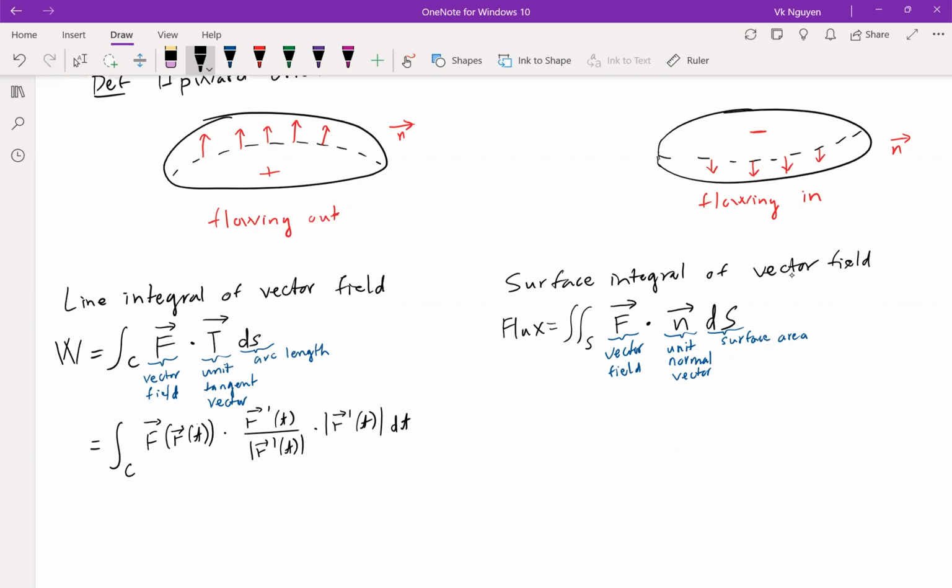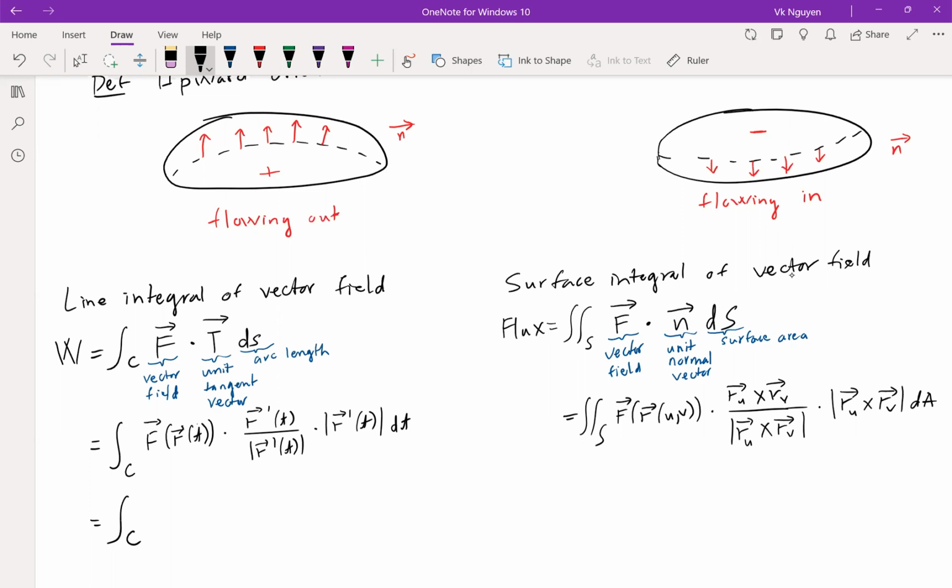Okay, now the flux should be similar. Over S, right? So here comes F(r(u,v)). The unit normal vector is r_u cross r_v over the magnitude of r_u cross r_v. The surface area element is the magnitude of r_u cross r_v dA. It's pretty nice, huh? And now you see some cancellation.